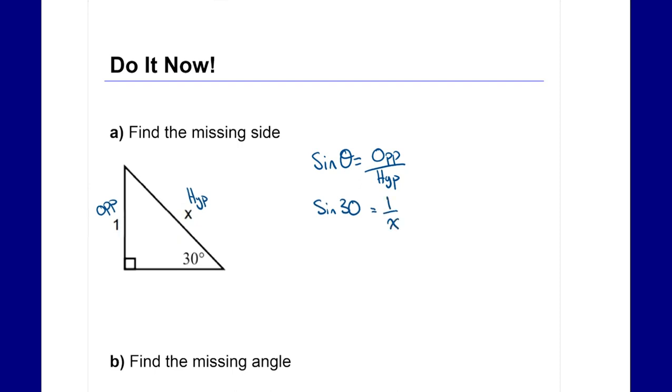In this case, I can just switch, or bring the x up and then bring the sine 30 down. Either way, x is equal to 1 over sine 30. And this I can calculate, and I get that x is equal to 2. So that is my missing side.